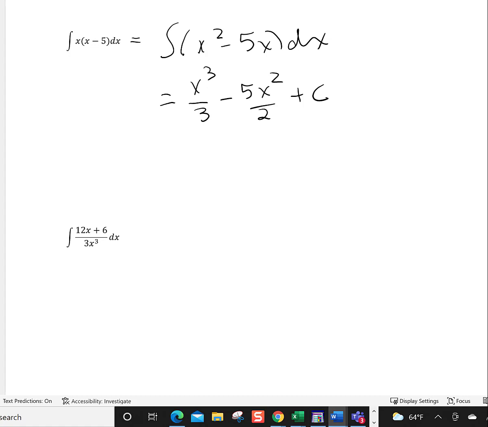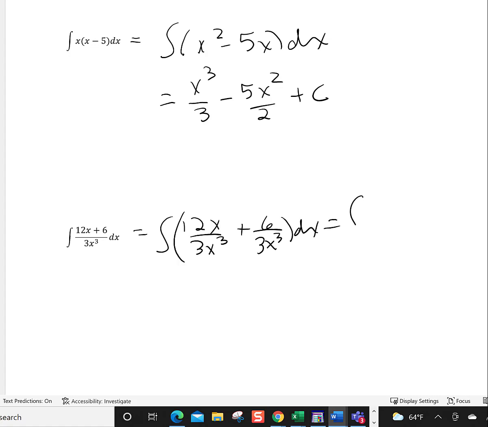You would not get the same thing if you tried to integrate first and then multiply. So simplify before you use the power rule. Here I have 12x plus 6 over 3x cubed. So this time I want to divide. I'm going to write it the long way: 12x over 3x cubed plus 6 over 3x cubed and then dx.